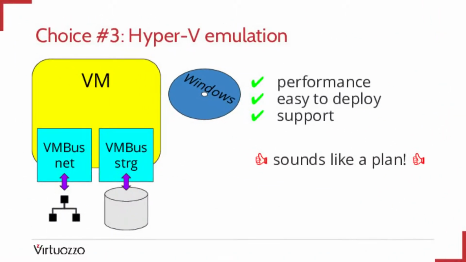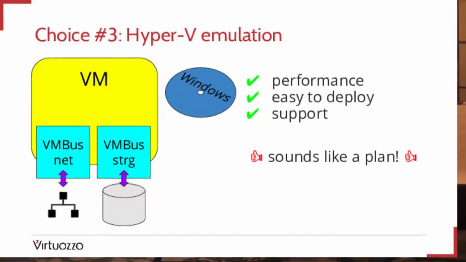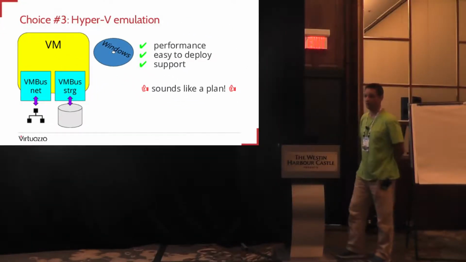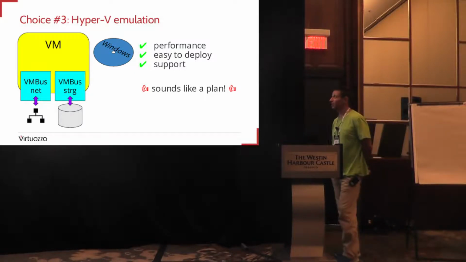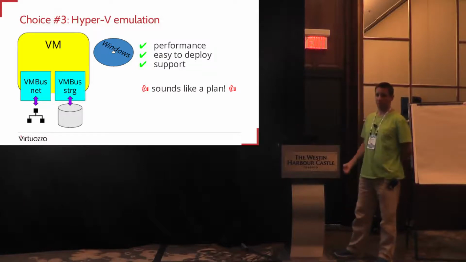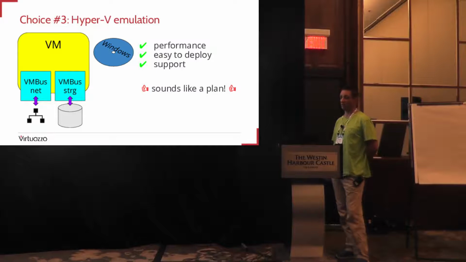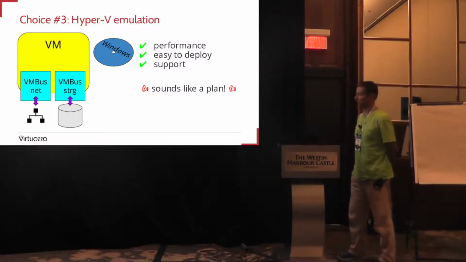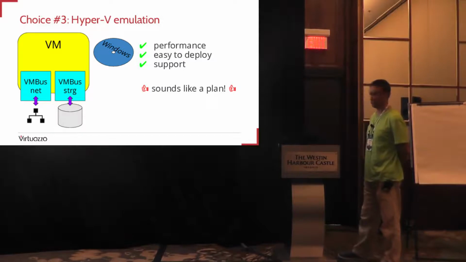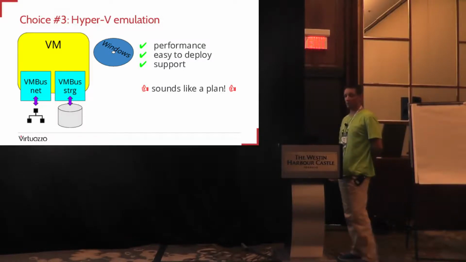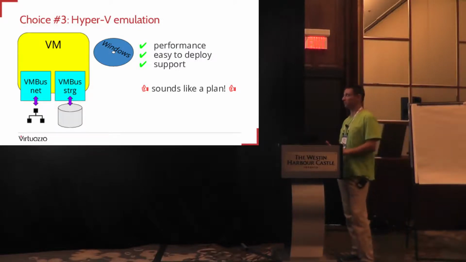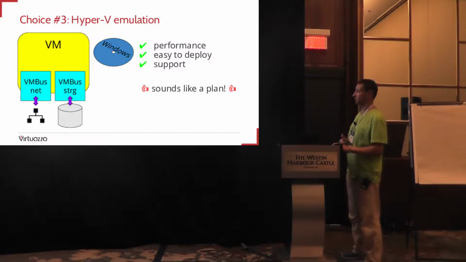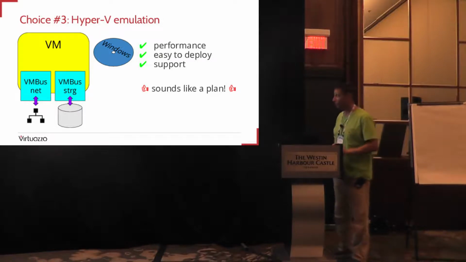We tried to do emulation of Microsoft's own hypervisor, which is Hyper-V. And if you can do this, we get performance, because it's more or less equivalent in ideology to VirtIO. So the performance should be reasonable. It becomes easier to deploy because you normally get it on the installation media with Windows, and now you get support, provided you do your homework and pass the SVVP certification. So that sounded like a plan, and we started to work on that.